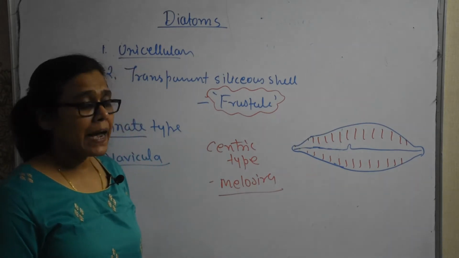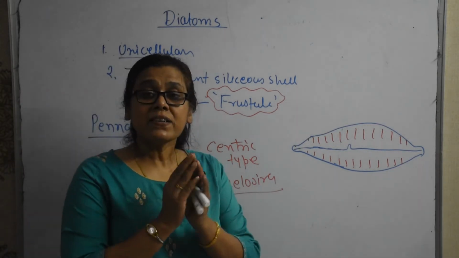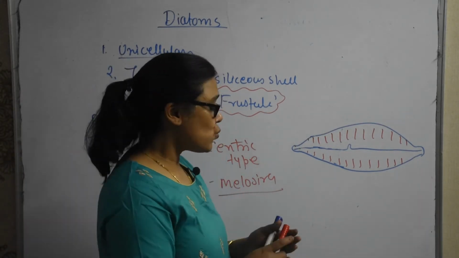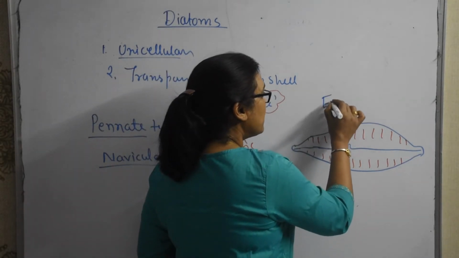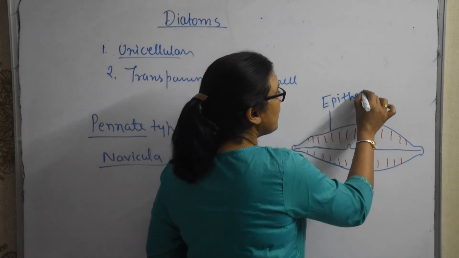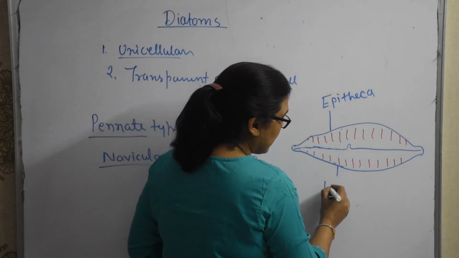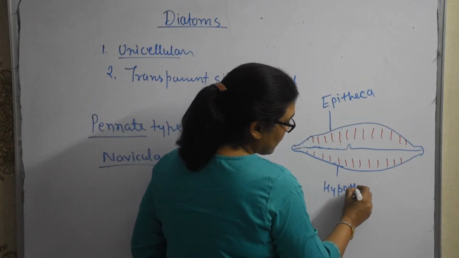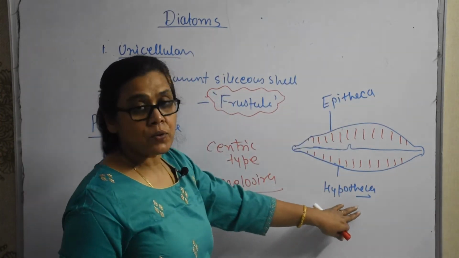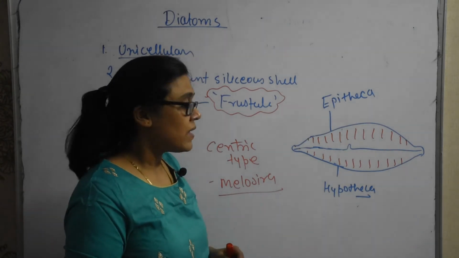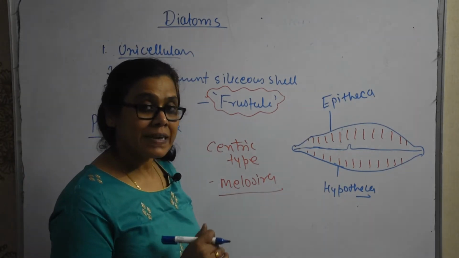The cell wall of diatoms is comprised of two halves: the epitheca, which is the upper one, and the lower one, that is the hypotheca. The epitheca fits over the hypotheca just like a soap box. So this is the characteristic of diatoms.